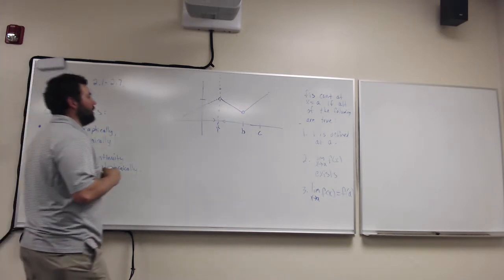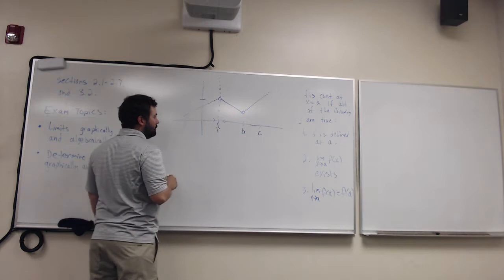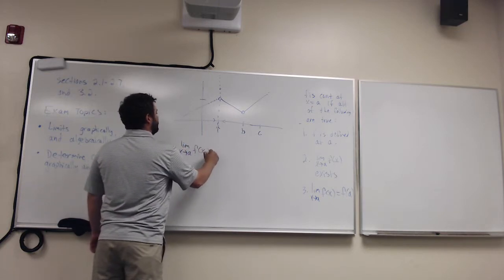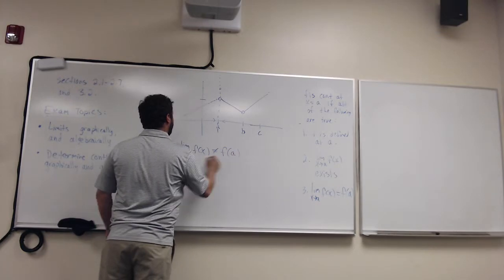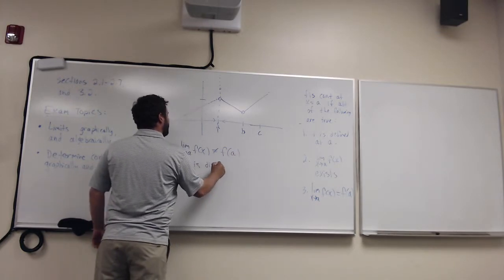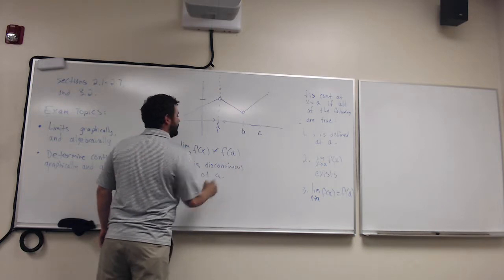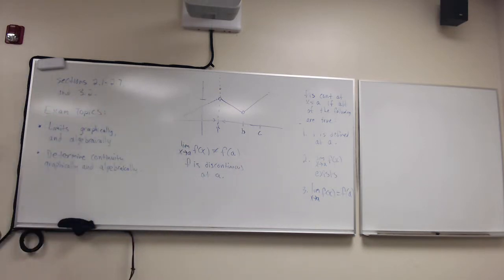But what's the problem at a? Not equal. Yeah, so the limit as x approaches a of f of x is not equal to f of a. So f is discontinuous at a. Or you can say it's not continuous, either or. And then what about at b?